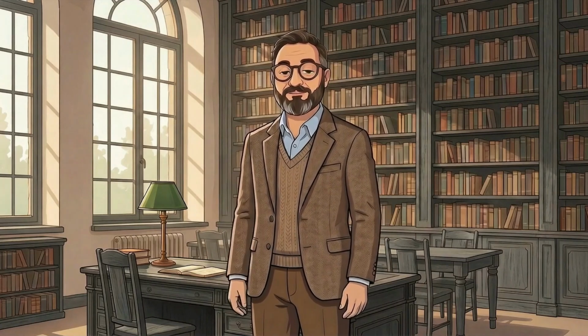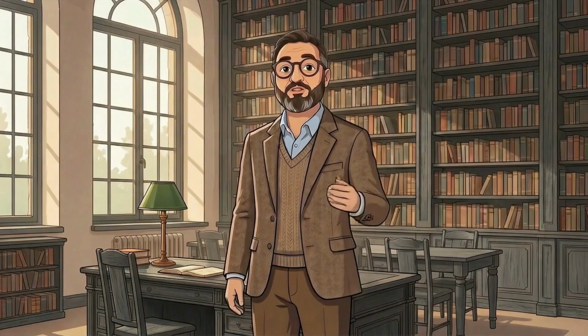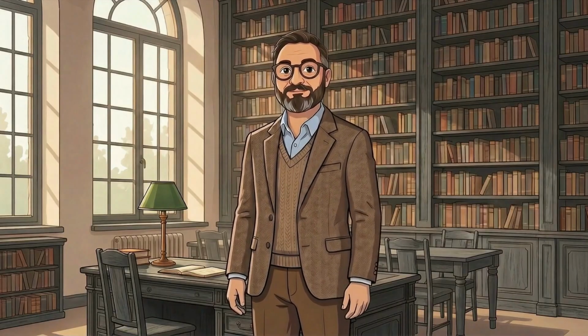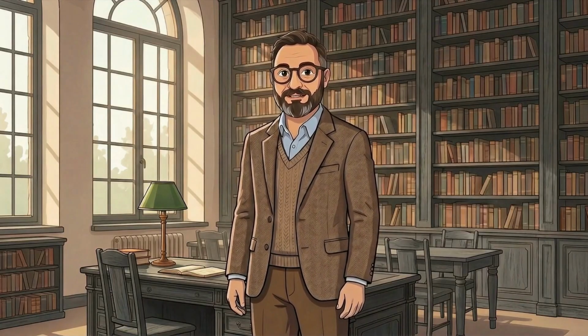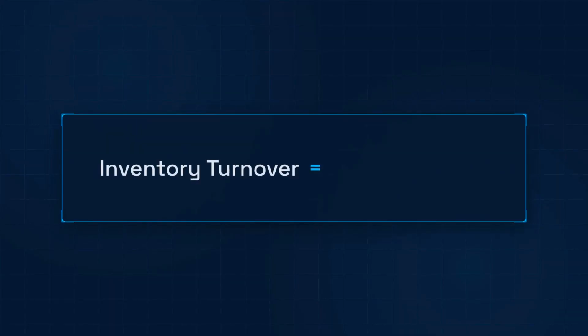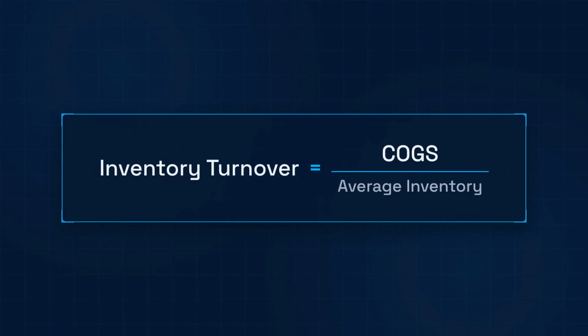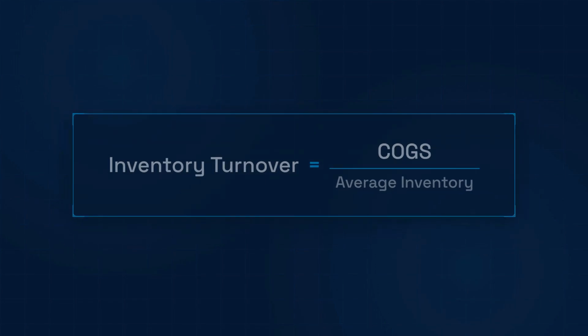For retailers and manufacturers, inventory ties up a huge amount of capital. Managing it well is the difference between success and failure. The first ratio is inventory turnover. Cost of goods sold divided by average inventory. A higher turnover means the company is selling and replacing inventory more frequently.